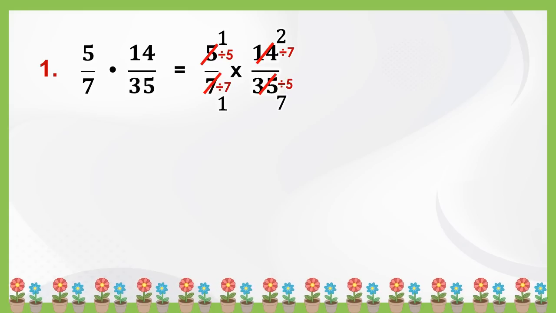And now we can multiply the numerators and the denominators. So 1 times 2 equals 2. And 1 times 7 equals 7. So the answer is 2 over 7.